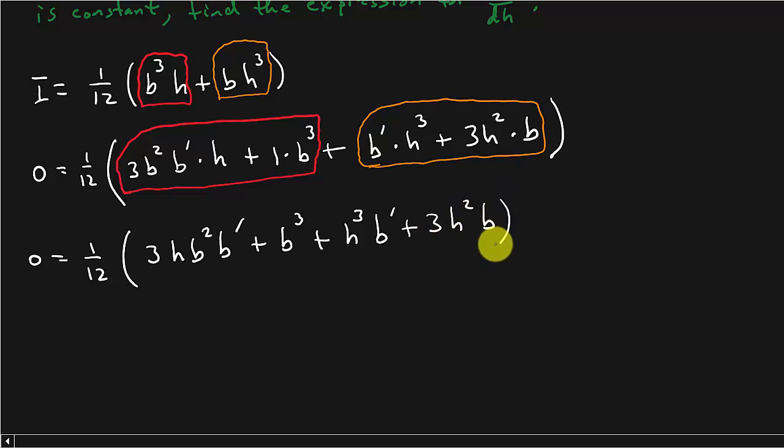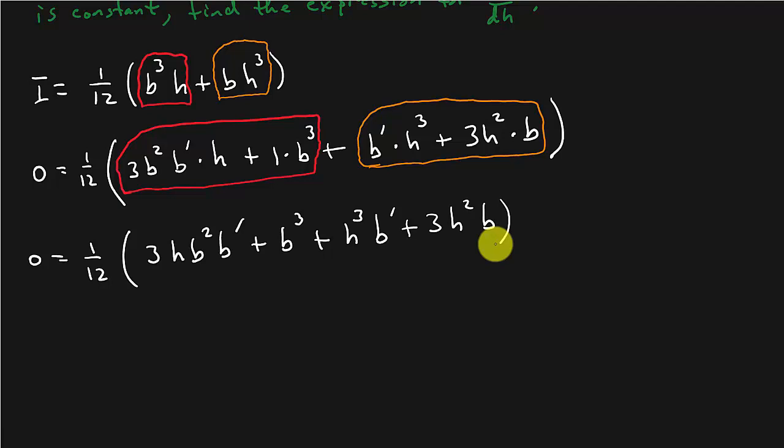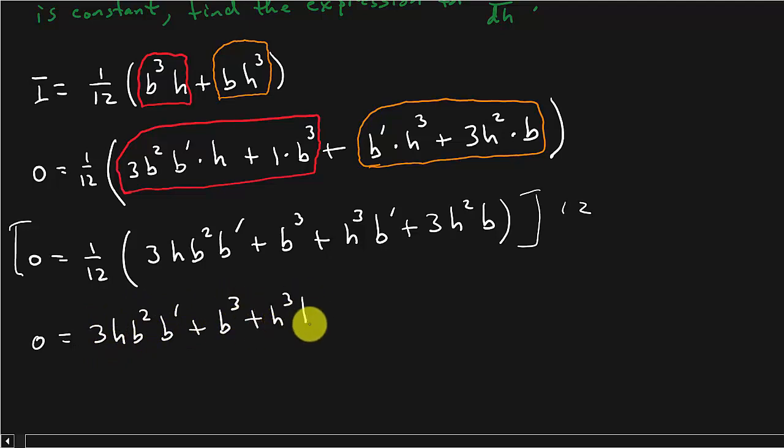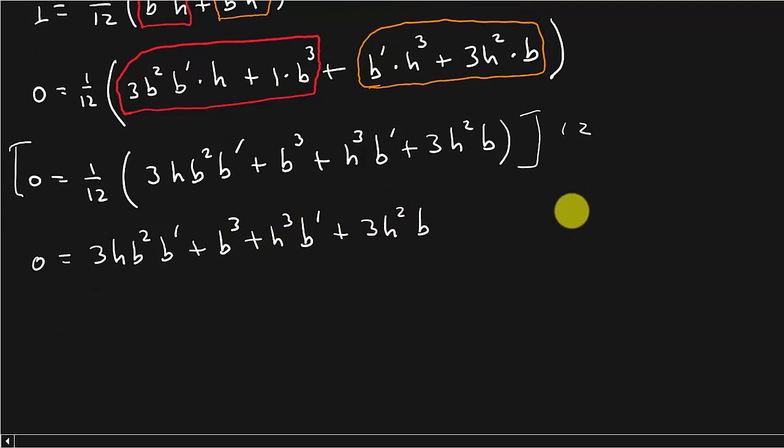All right. Now, one thing I could do is distribute the 1/12, but I could also just multiply everything by 12. So 0 equals 3h b squared b prime plus b cubed plus h cubed b prime plus 3h squared b. So I multiplied everything by 12. That knocks out the 12s there, and then 12 times 0 is 0. And so now the fraction's gone.